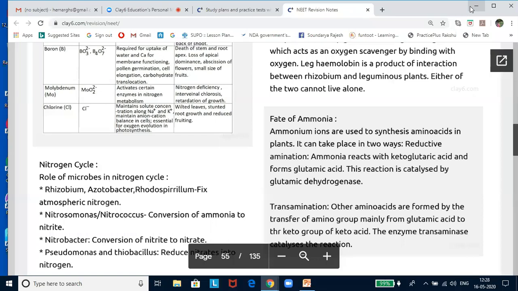So when micronutrients are taken, if you think that by supplying more to the plant, my plant will grow well, it is false. The plant will start showing toxic symptoms. So we have to supply them as per the need of the plant and as it has been recommended.